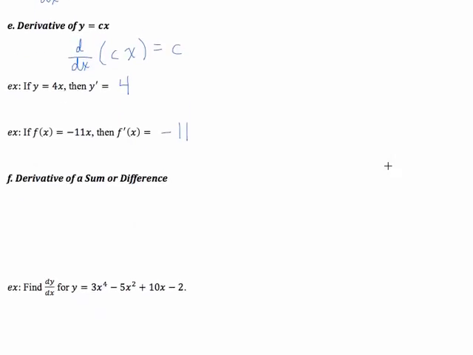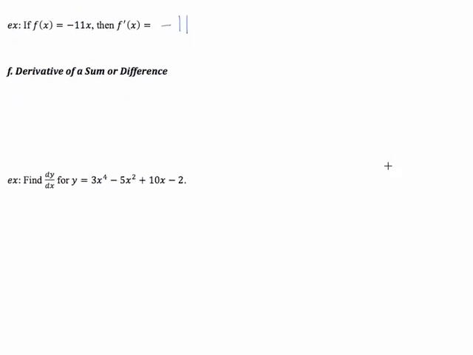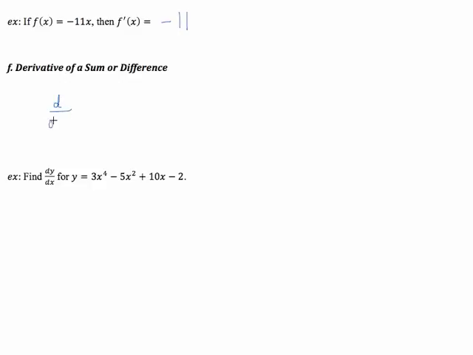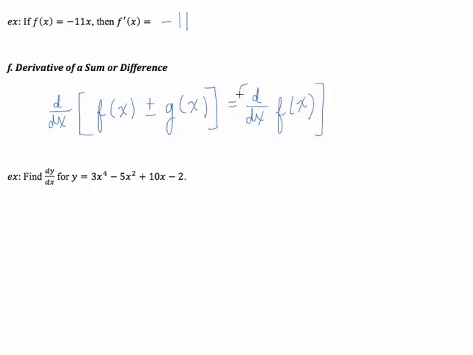And last, we have the derivative of a sum or a difference. So if you have the derivative of two functions being added or subtracted, f of x plus or minus g of x, because you can split a limit of a sum into a sum of two limits, and a derivative is really a limit in the background, a derivative of a sum or difference can be split into a sum or difference of two derivatives. So it can be written as the derivative of f of x plus or minus the derivative of g of x.